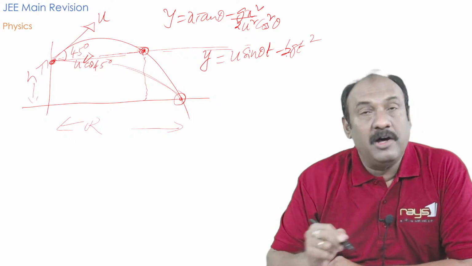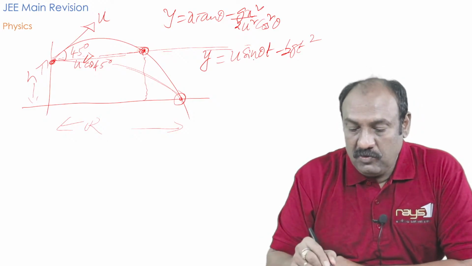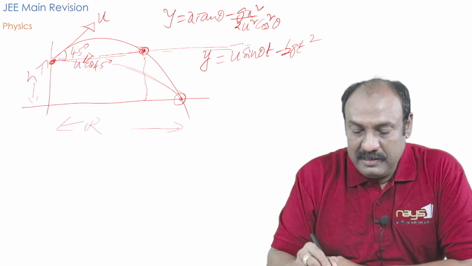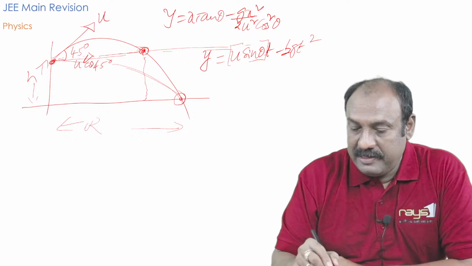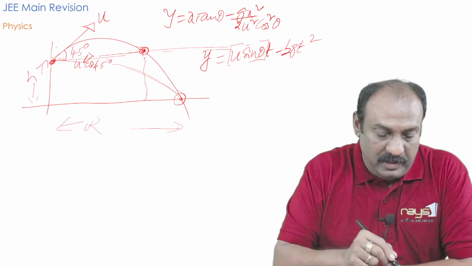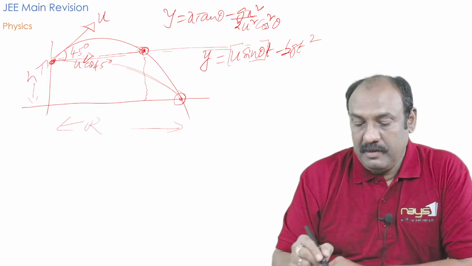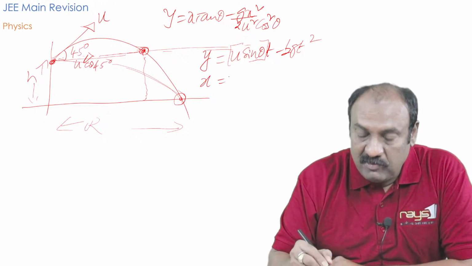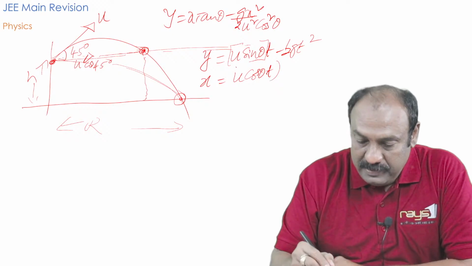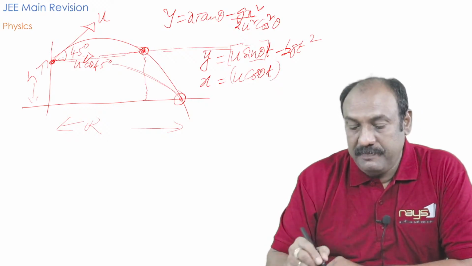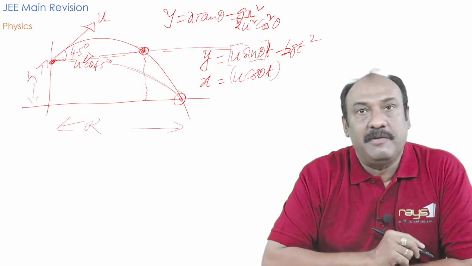In the vertically downward direction, u sin theta. What is u sin theta? It is in this direction. So here, the vertical component of velocity is u sin theta. Along the horizontal direction, x equals u cos theta into t. U cos theta into t is the horizontal displacement covered by the body.